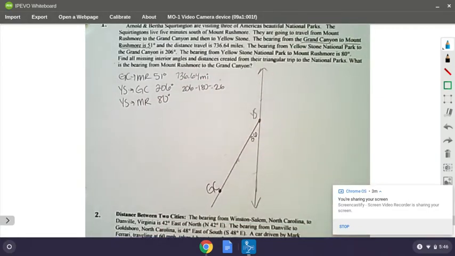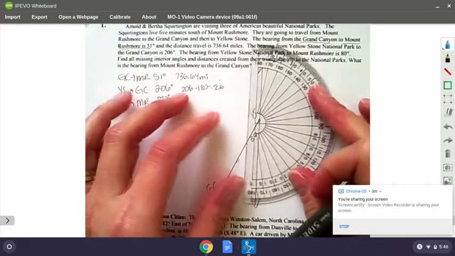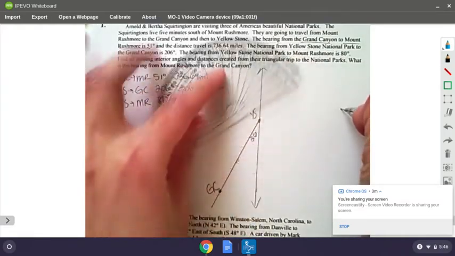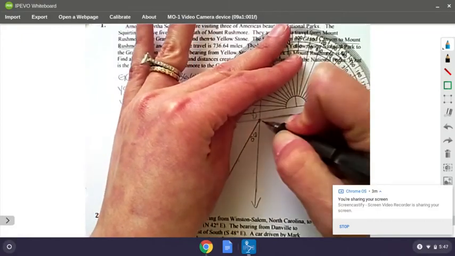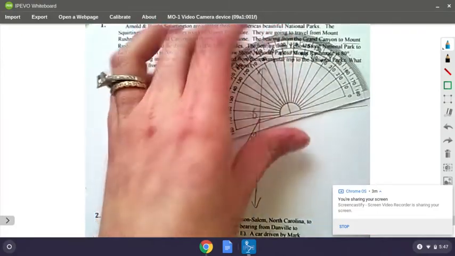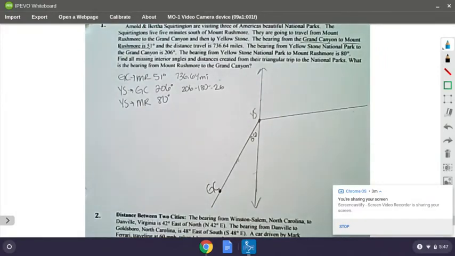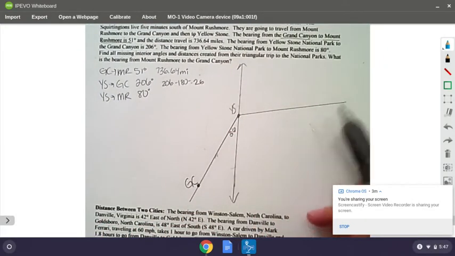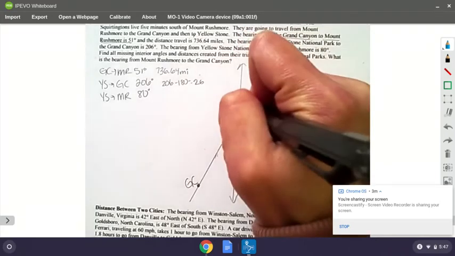All right, so now I'm going to do Yellowstone to Mount Rushmore, which is 80 degrees. Now this one is the one that I'm not going to put a spot for yet because I'm going to do the intersection of Grand Canyon to Mount Rushmore and Yellowstone to Mount Rushmore. And that's where Mount Rushmore will be.